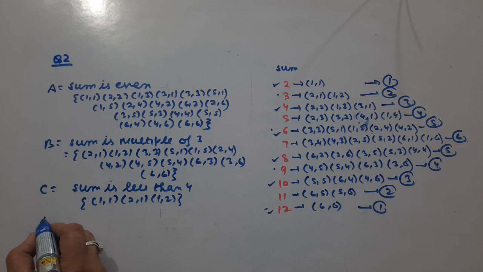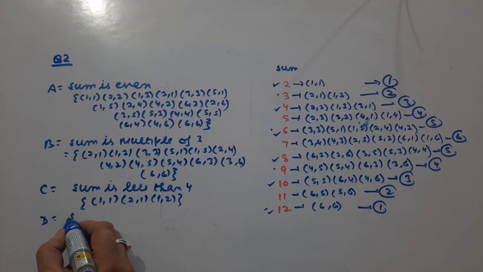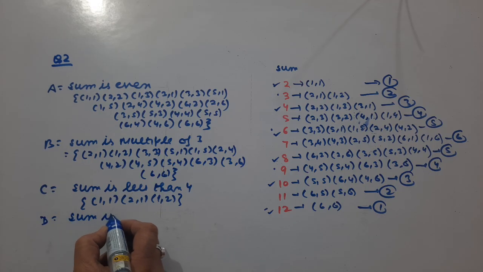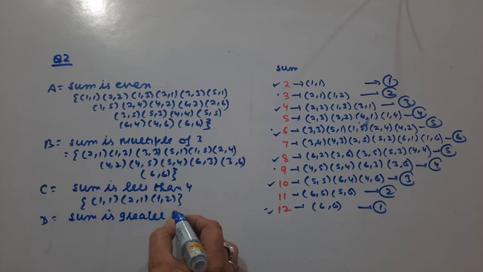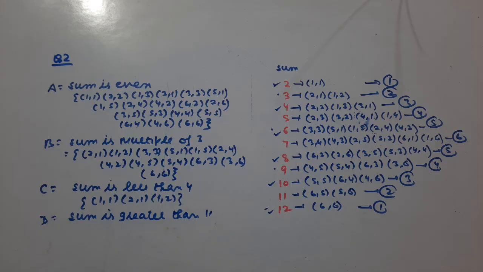And D is: sum is greater than 11. Greater than 11 means only 12. So here there is only one case, only 6 6.